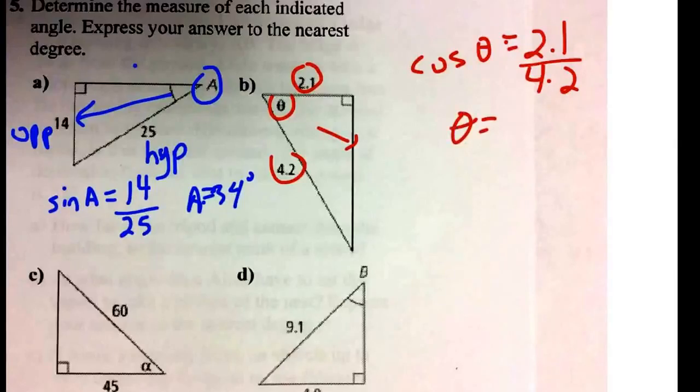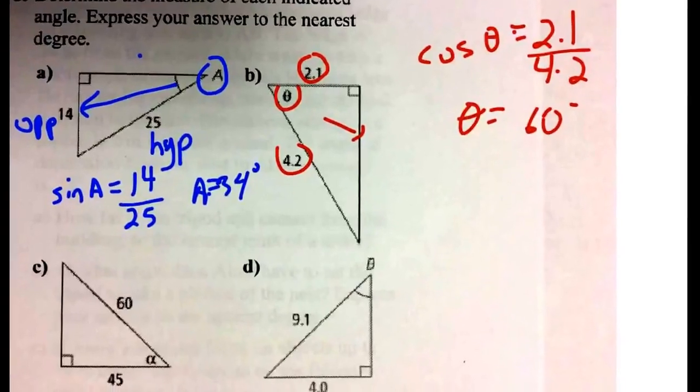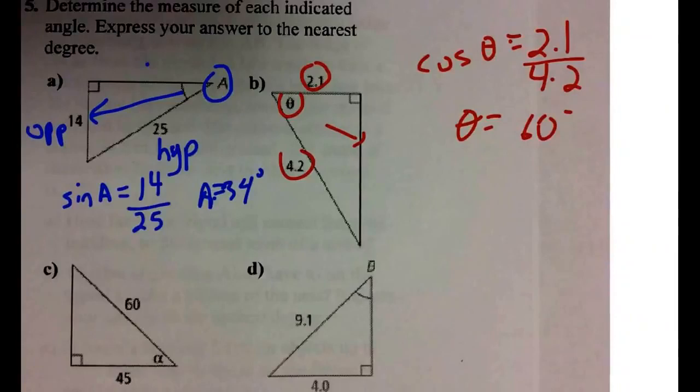So to solve it for the angle, we want to get rid of that cosine. So second cosine, brackets 2.1 divided by 4.2. And that gives us an angle of 60 degrees. Okay? And we'll stop there. The letters C and D are the same thing, just using cosine and sine again. So that's it. So that's it for a review.